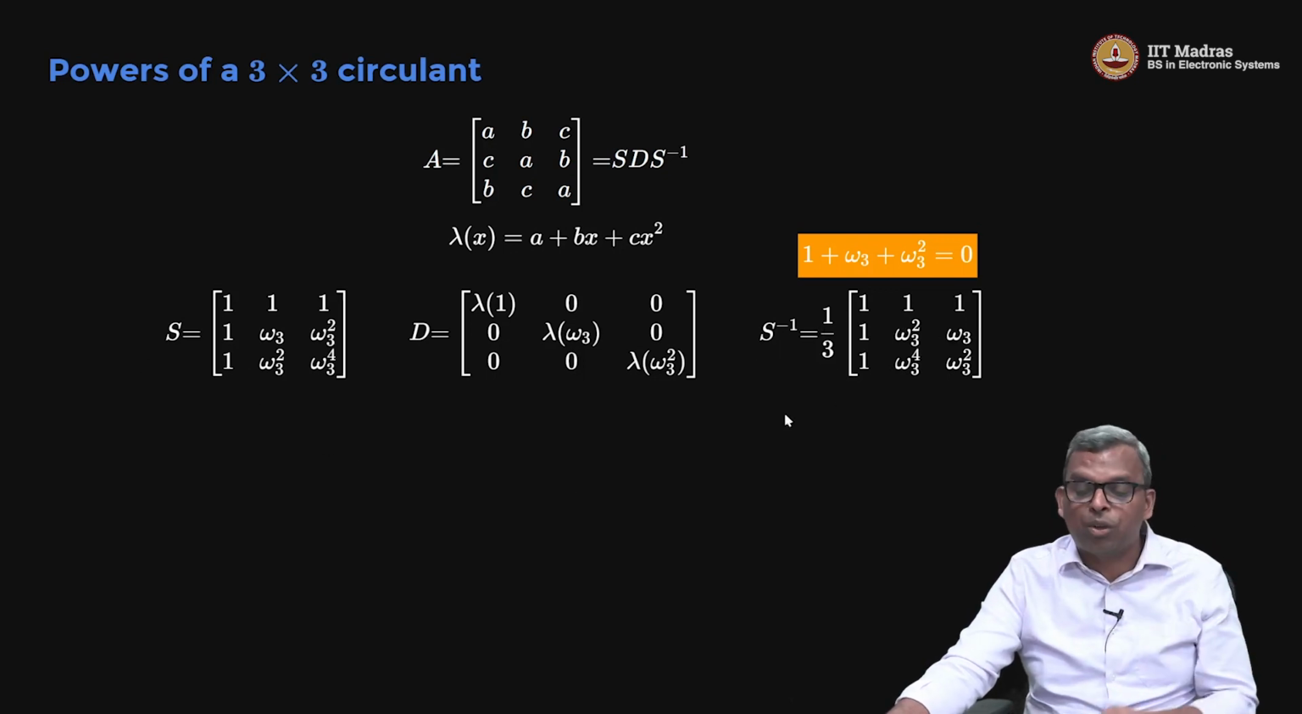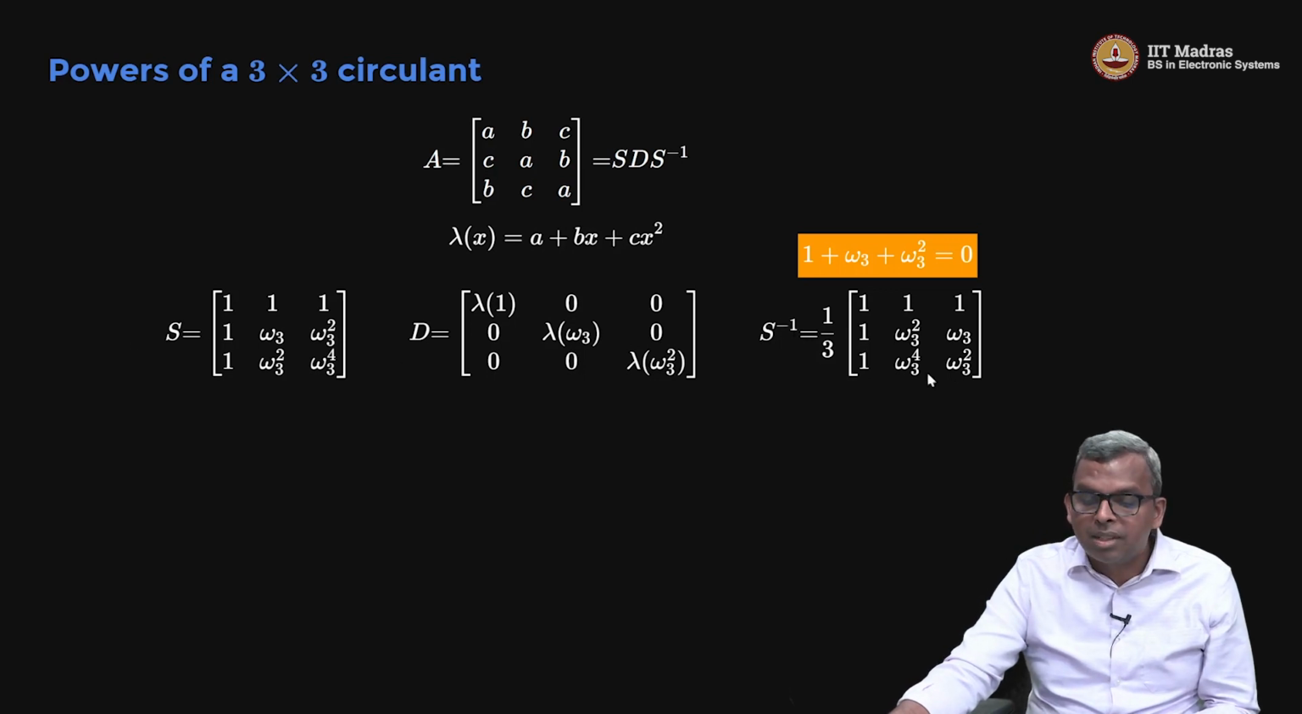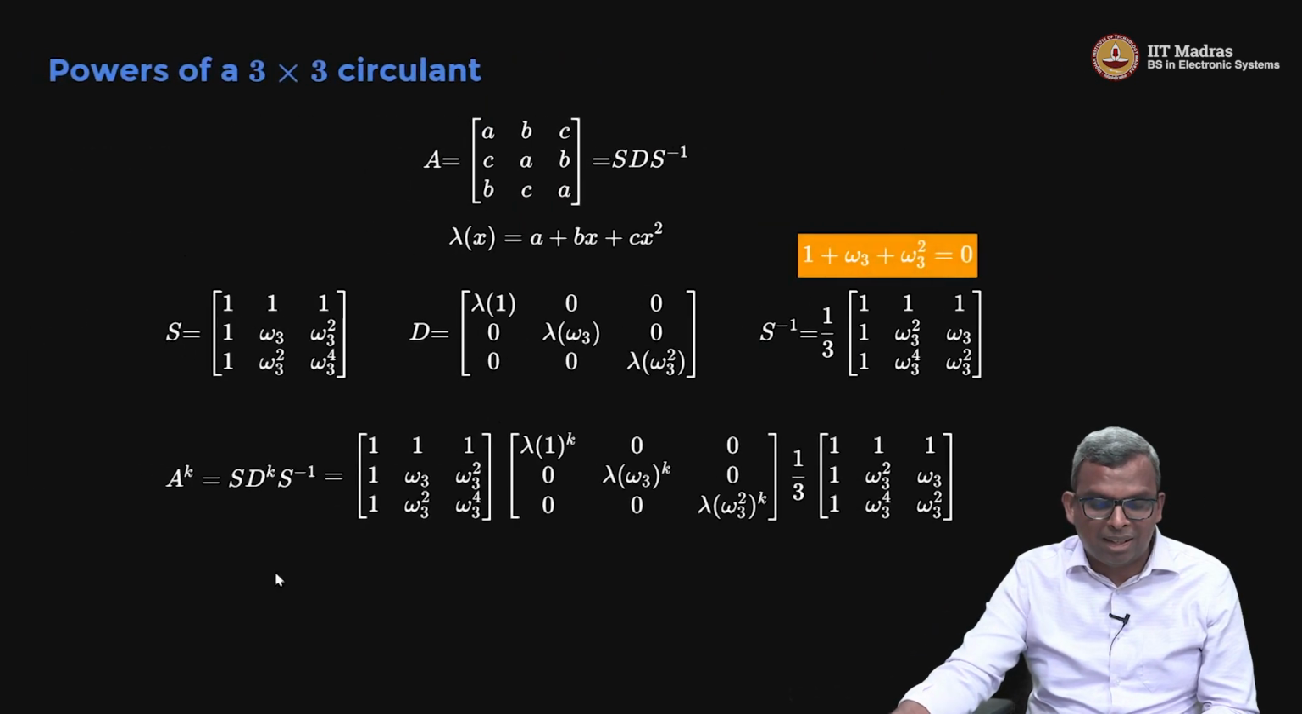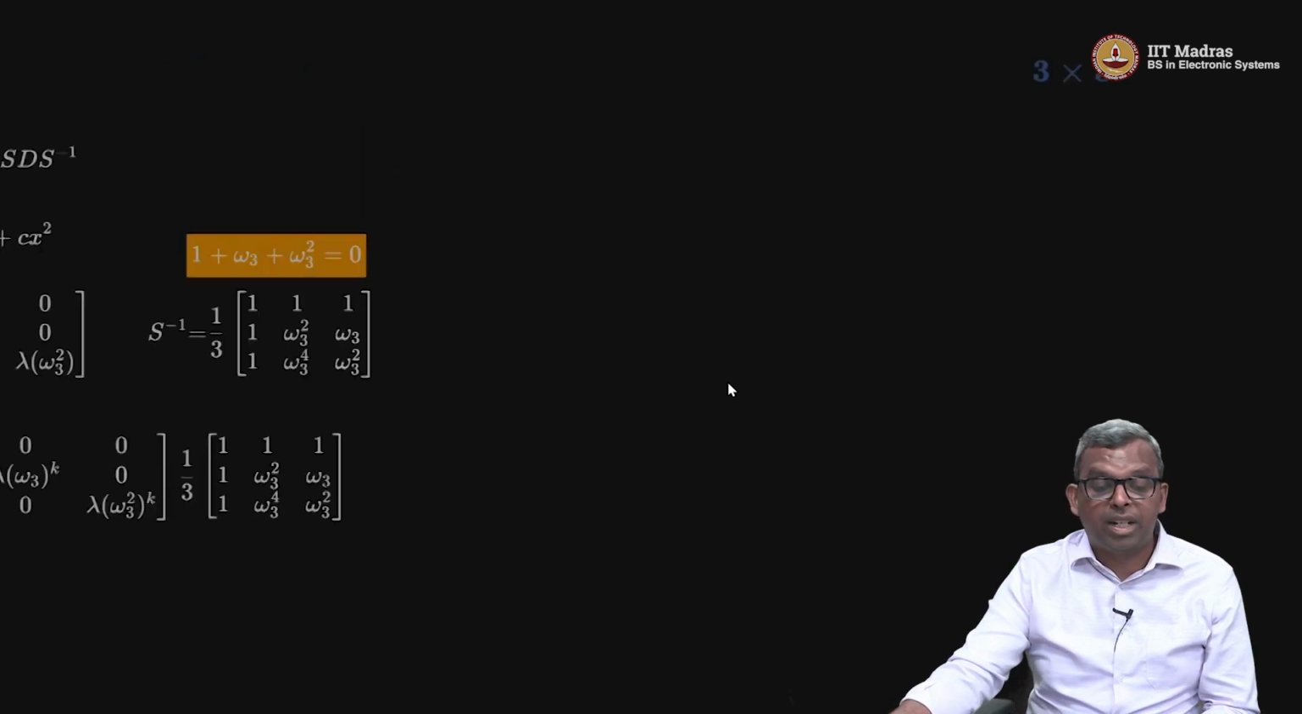This is an assignment for you. Check it: do S times S inverse is I. You can show that by using this property. You will also have to use omega 3 power 4 and all, and omega 3 cubed is 1. All of that you have to use here to show this. Once you do this, the power is very easy. I'm not going to show you here. It's just S, D, and S inverse, and can be done very easily.